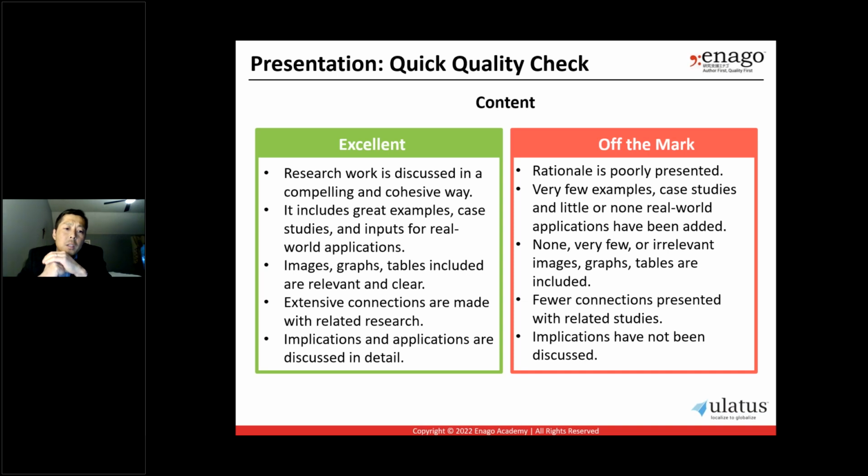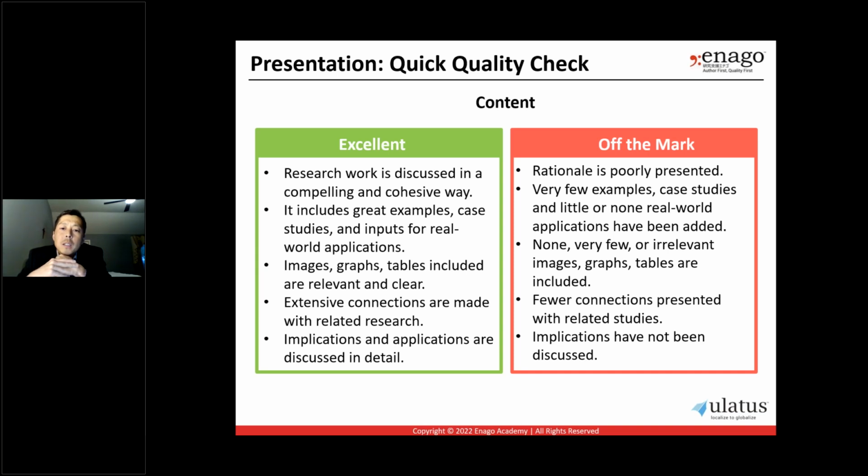Try to find connections with related research that has been done before, because in science, we're always building upon other people's knowledge. So it's important that you make those connections. And of course, you need to convey why your work is important and what the implications and applications are. If you feel like your rationale is poorly presented, you're probably off the mark. If you cannot follow the rationale, other people will not be able to follow either.